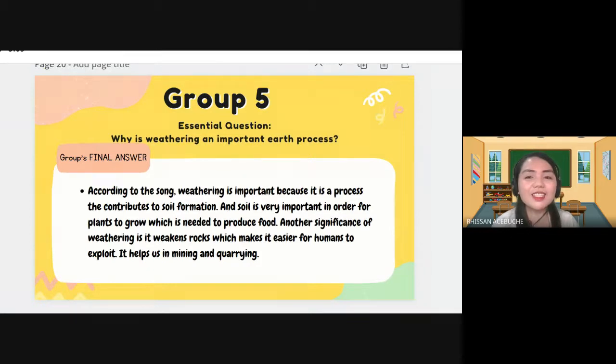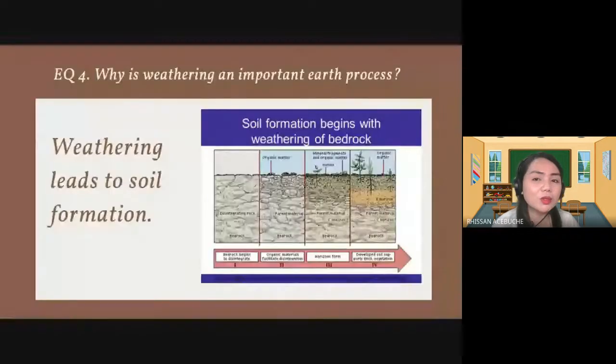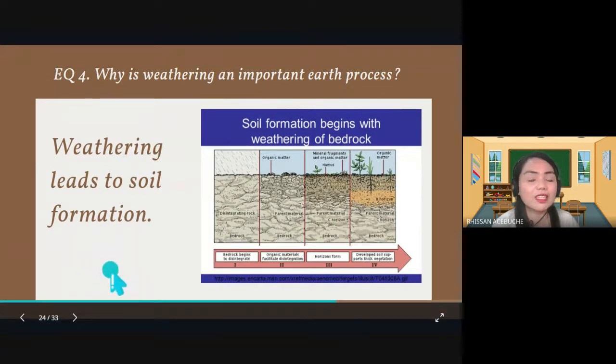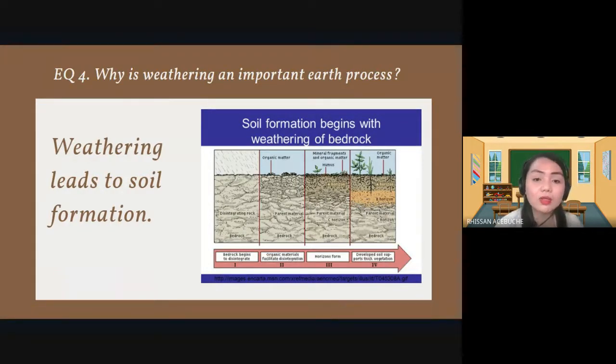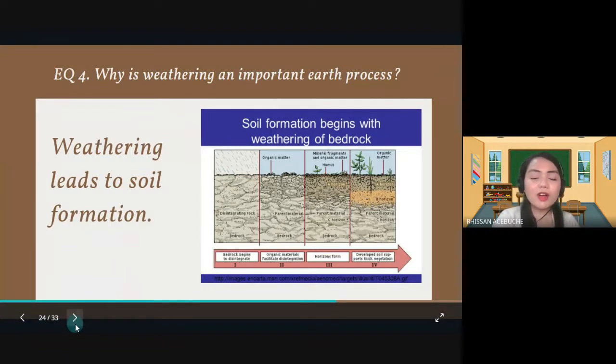All right. So we're done presenting all the groups. For group number 5, their question was, why is weathering an important Earth process? It's important, just like what they said. That's correct. It's because weathering leads to soil formation, and without soil, there's no medium for plants to grow. Aside from that, weathering is also part of the rock cycle, right? Okay, so very good for all the groups.